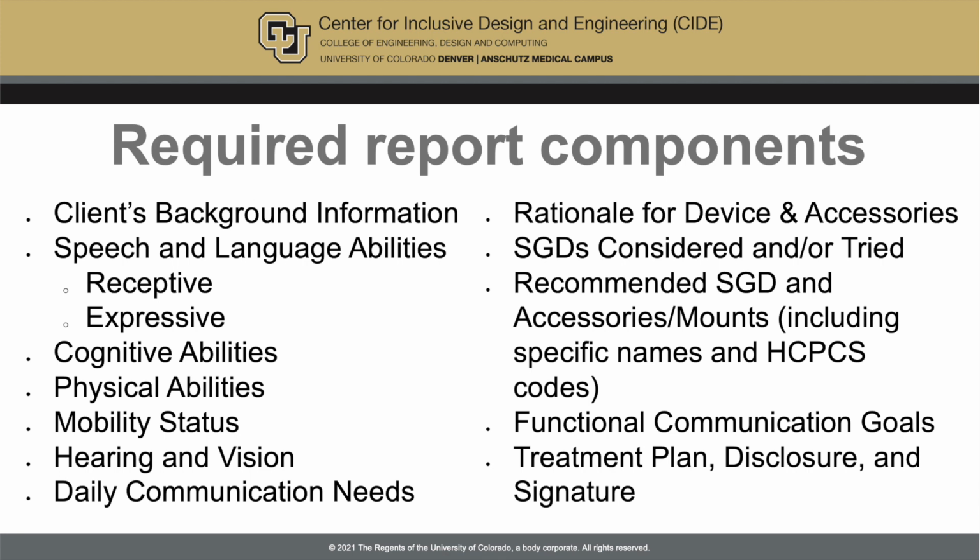The following components are required in the evaluation report: client's background information, speech and language abilities, including receptive and expressive, cognitive abilities, physical abilities, mobility status, hearing and vision, daily communication needs, rationale for device selection, SGDs considered and/or tried, recommended SGD and accessories and mounts, including specific names and HCPCS codes, functional communication goals, treatment plan, disclosure, and signature.